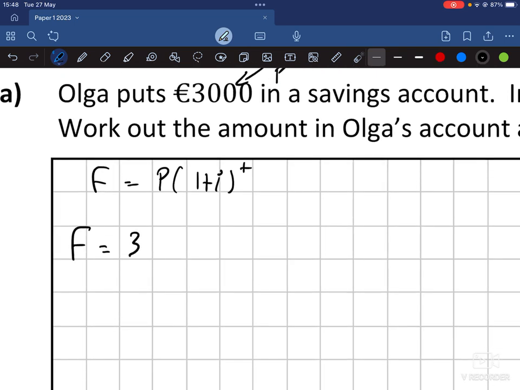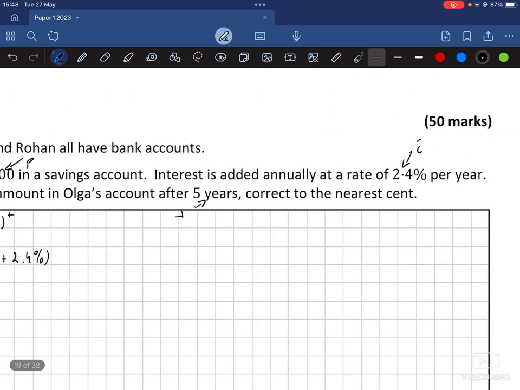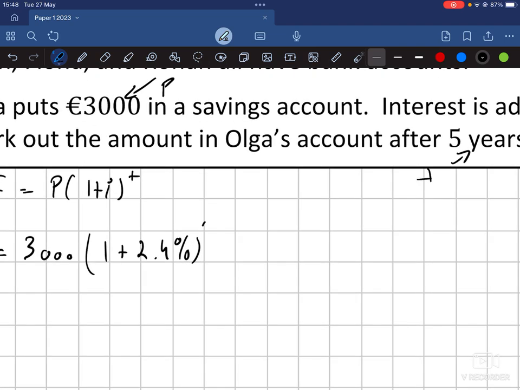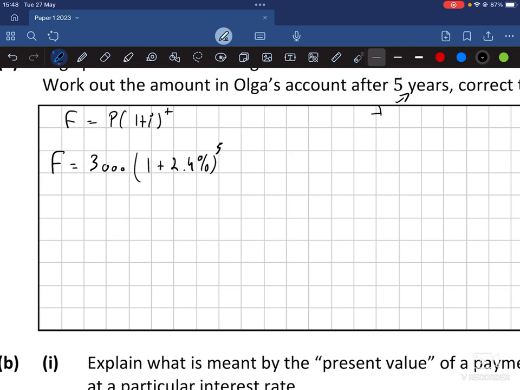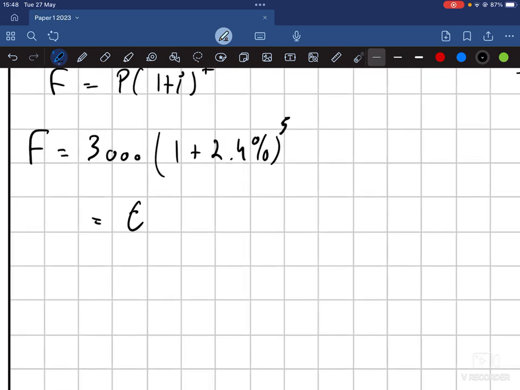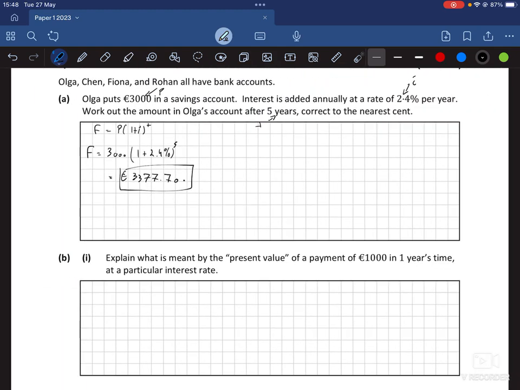So 3,000 multiplied by 1 plus 2.4%. It was 2.4, wasn't it? Yeah. And that's going to be to the power of 5. And now we put this into your calculator, that will give you the amount of money in her account. So putting that into your calculator and then rounding it to the nearest cent is going to give 3377.70 to the nearest cent. Okay, that's how you do that one. Straight up, just right into it.